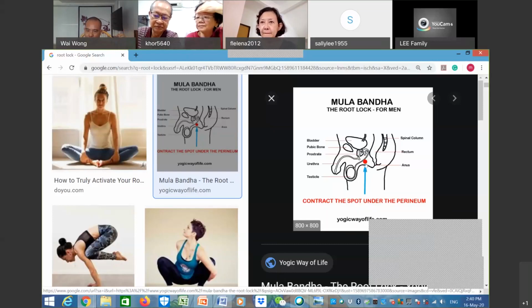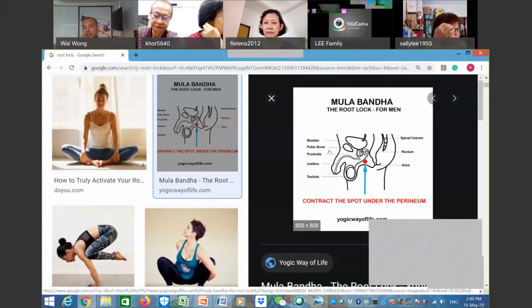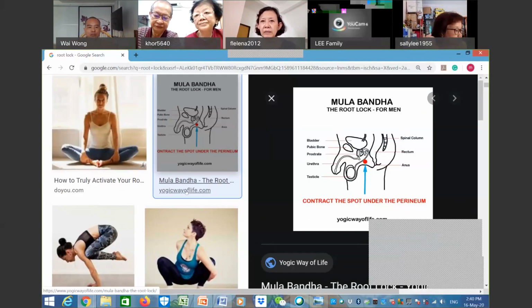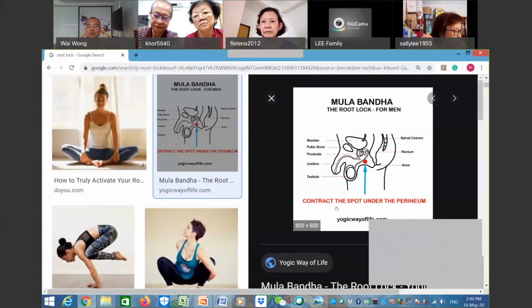Once this part is contracted, meaning to say that the energy can flow, once we perform the lock, energy can flow from the front of the body to the back of the body, or from the back of the body to the front of the body. So that we call it a root lock. Usually no picture, because it involves the private part, but this diagram is good enough to understand what a root lock is.